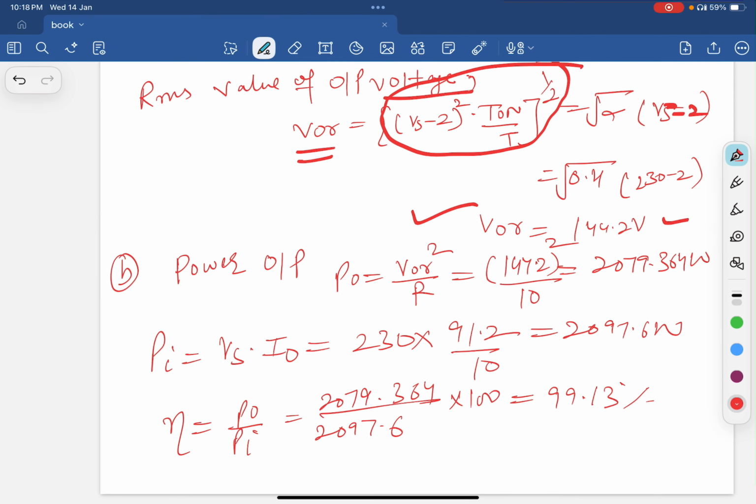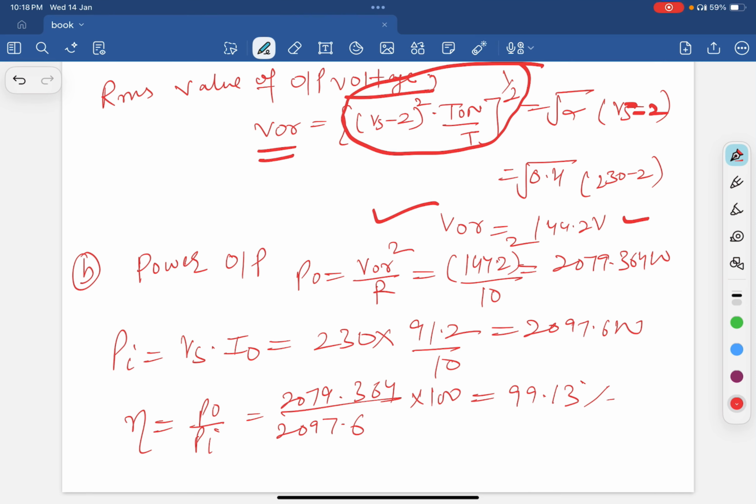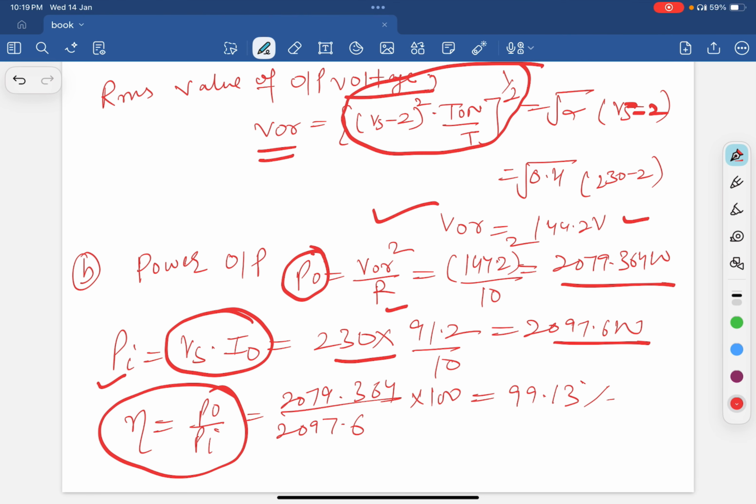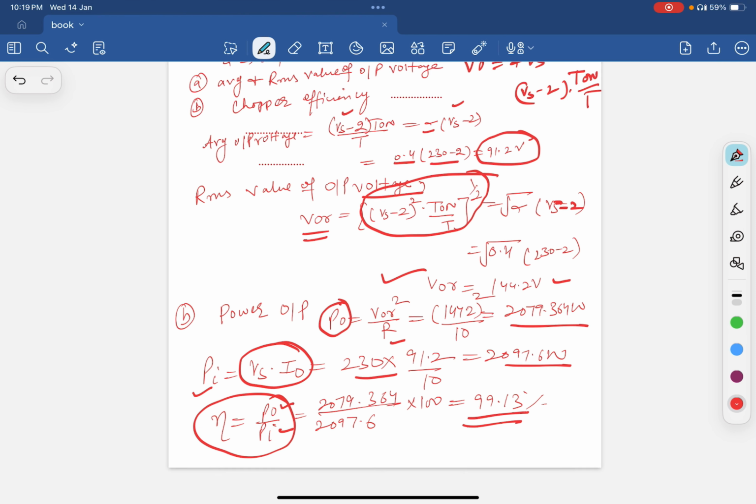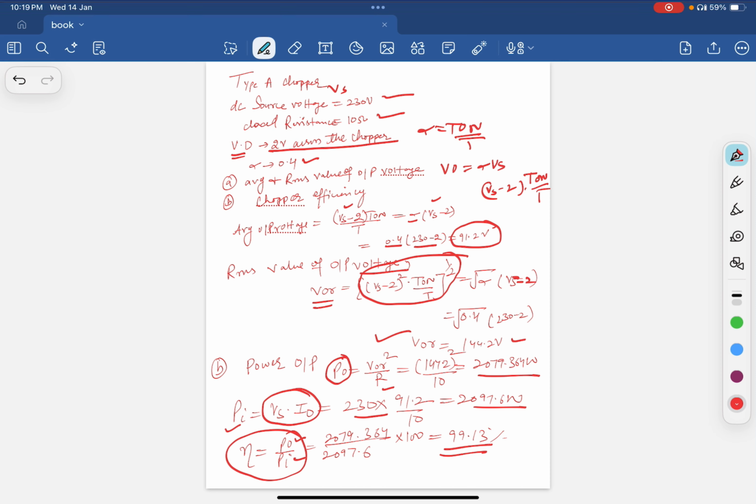Also, you can calculate the output power. P output is equal to the RMS value squared divided by the resistance R. You have already calculated the V RMS, square it, then divide by the resistance, and you will get 2079.364 watt. Also the input power is the supply voltage into the output current, so you multiply and get this. The efficiency is the output upon input, so here the efficiency is 99.13%. We will discuss more numericals in the next classes.